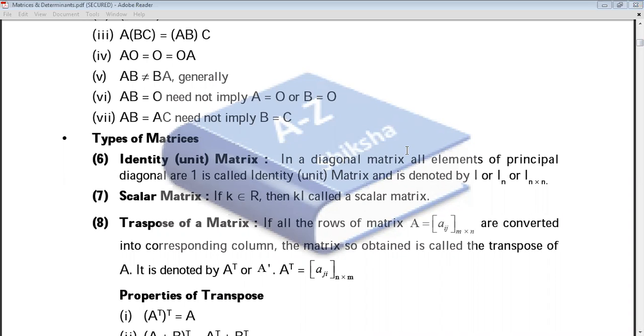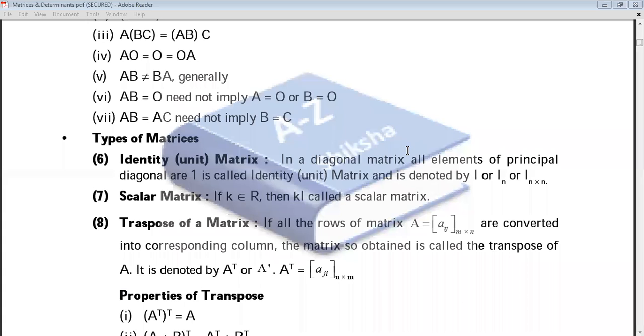Will you get my point? Yes, sir. Okay. Next, sir, we will move to another important type, that is transpose of a matrix. Okay, it's a very important type again.